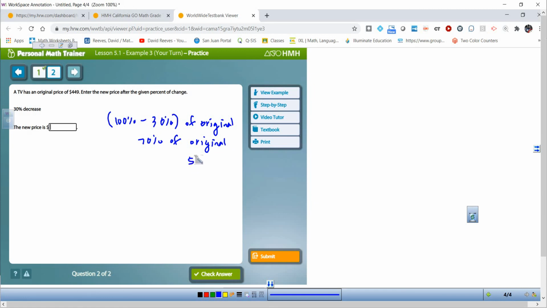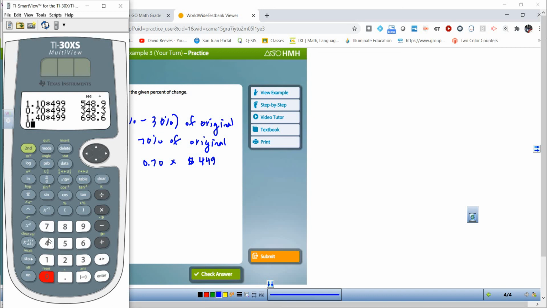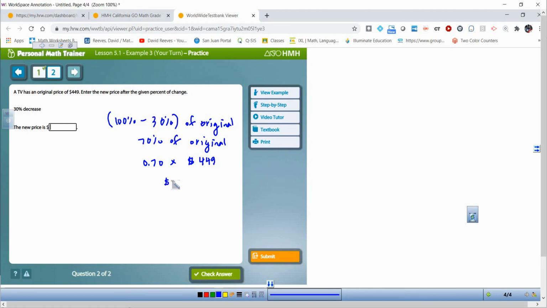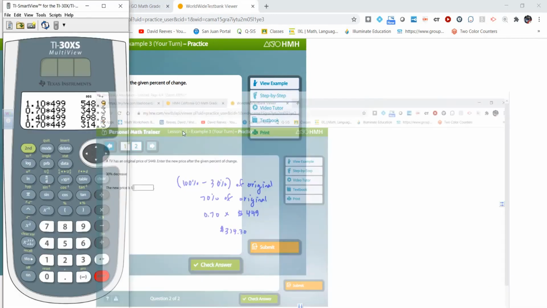All right, what was the original? Now the original was $449. Remember, "of" tells us we're going to multiply, and 70% as a decimal is 0.70. And then at this point, we're going to go to our handy-dandy calculator, 0.70. There's the other one we did that was 70%. But now instead of $499, it's $449. And we get 314.3. But remember, this is money. 314.30, $314.30, which makes sense because it was a 30% decrease, so the price went down.